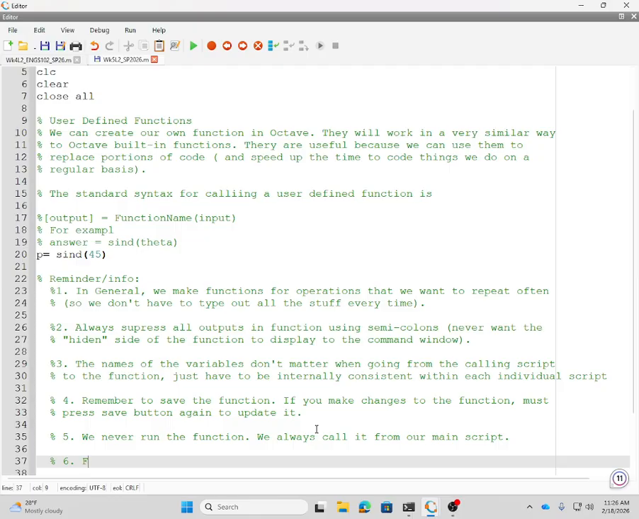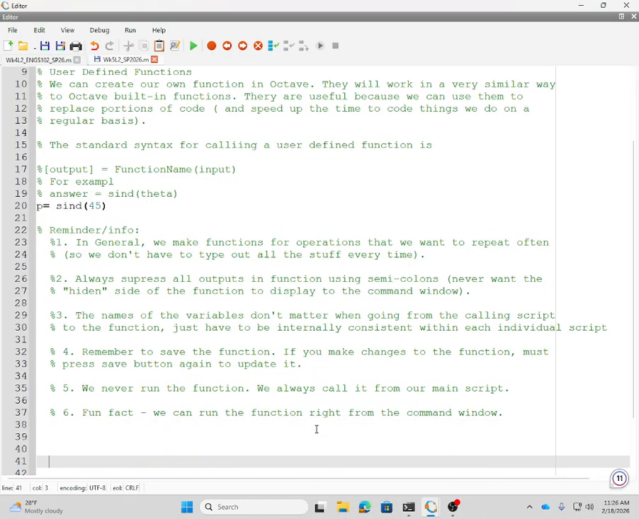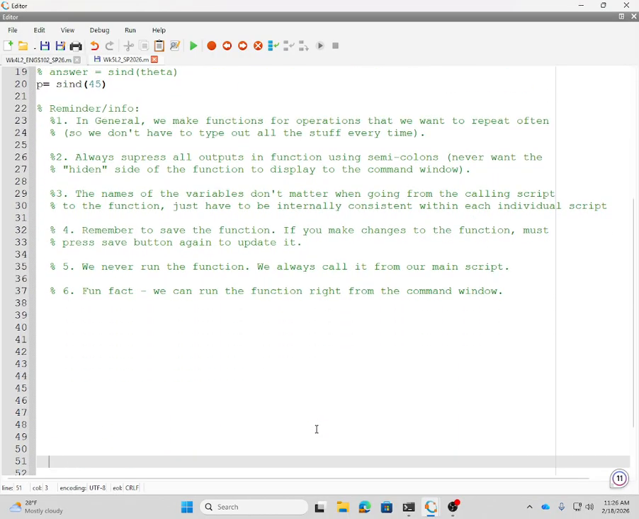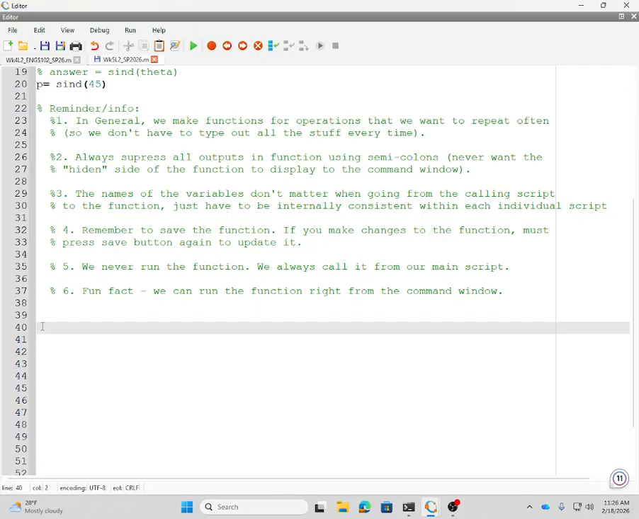Number 6. We can run the function from the command window as well. So this is a fun fact. I do have an example then. Okay, giving you some time. But let me just write the title of the example, okay?